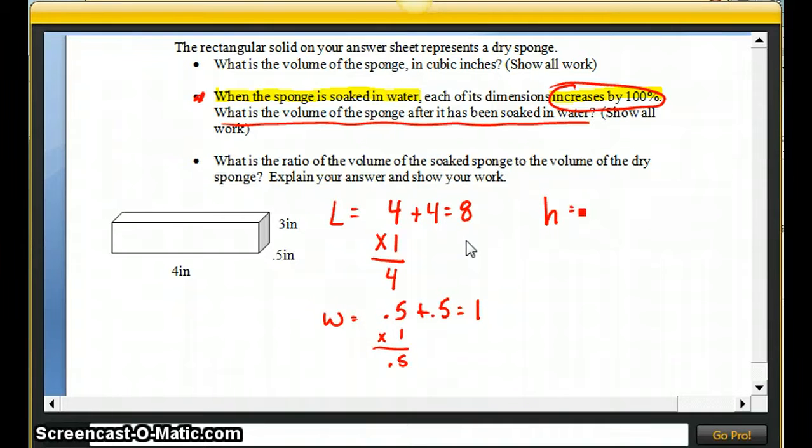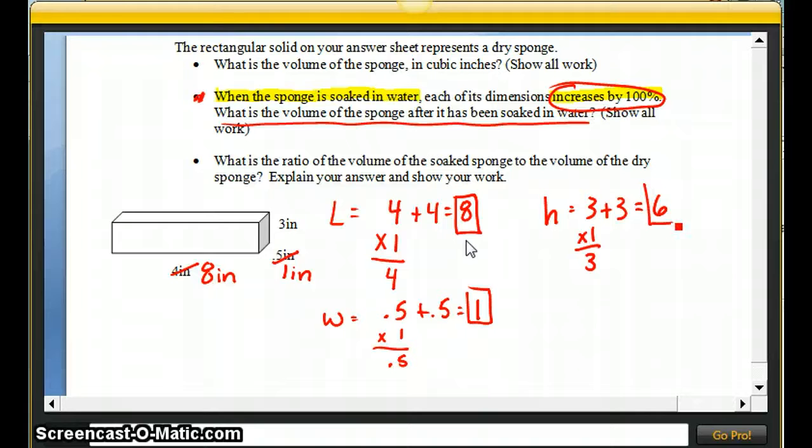And don't forget that this is an increase, which means the length that was 4, we are now going to add 4 more to it. So the new length is going to be 8 inches. Our width, which was 0.5, we're adding another 0.5 to it. 0.5 plus 0.5 is equal to 1. So the width is now 1 inch. And the height, which was 3, we are increasing it by another 3. So the height is now 6 inches.